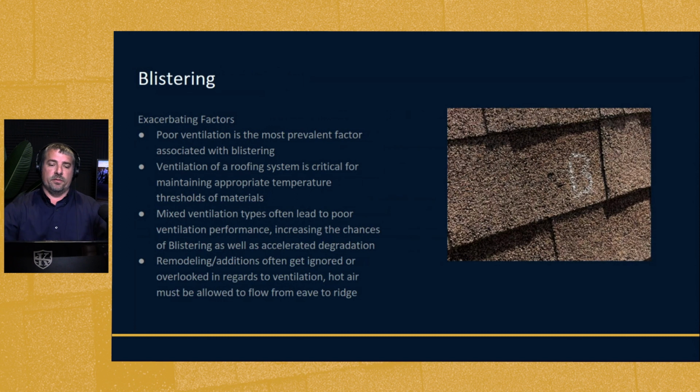Exacerbating factors. Poor ventilation is overwhelmingly the most prevalent factor associated with blistering. Ventilation of a roofing system is critical for maintaining appropriate temperature thresholds of the materials. Even though these materials are made to last and survive through the weather, they still have thresholds that they need to be maintained in order for the longevity of that product. That's very critical to understand.